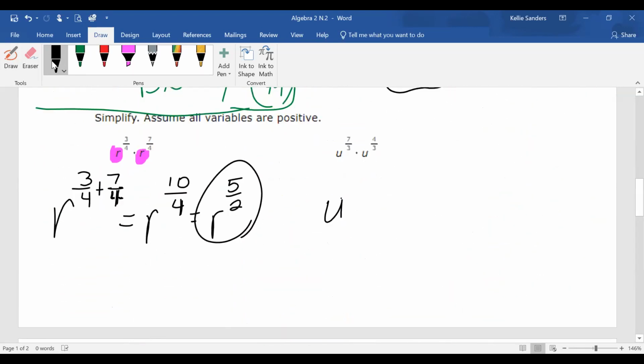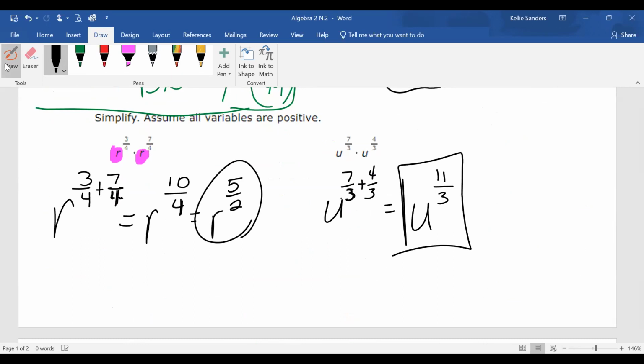Something different. This is up. So U to the 7/3 plus 4/3. I have no idea why I put this number here, because it's basically, well, no, it's not. Okay. So common denominator is 3, and 7 plus 4 is 11. 11/3 does not reduce, so that's going to be your answer.